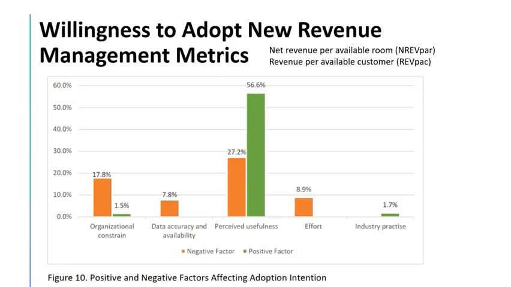And the third factor is related to the effort required to implement various revenue management metrics. So respondents cited that the time and effort needed to implement the contemporary measures is substantial, right? And they are already overwhelmed with the existing revenue management metrics, and they don't have the interest or motivation to add additional ones. And data accuracy and availability is the fourth negative factor here.